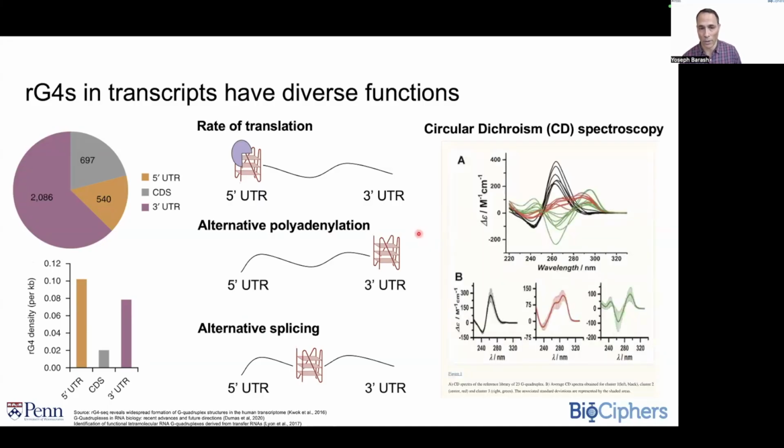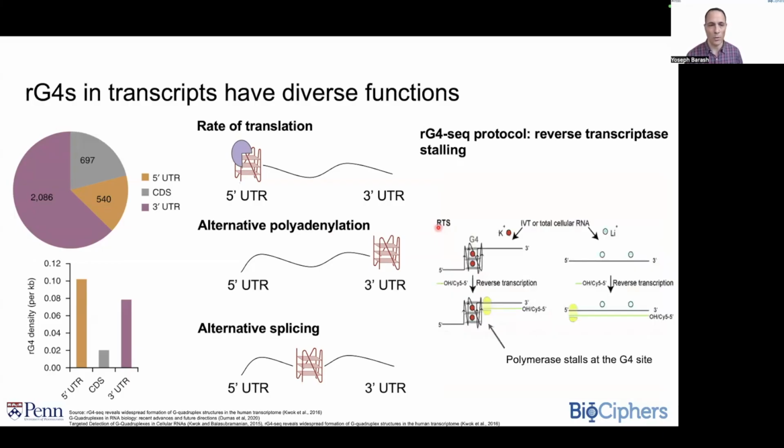Now, the typical, or the sort of classical, way of identifying them is with an experiment called circular dichroism. This is based on shining different wavelengths and watching the absorption. And you get this typical curve that is shown here, which would be typical for forming the structure.